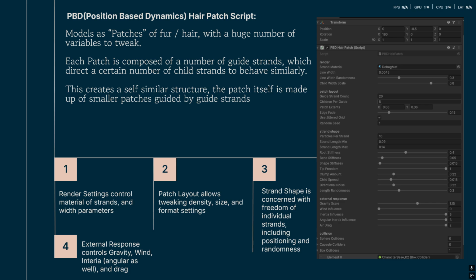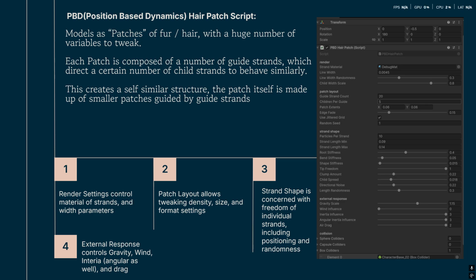So the render settings control the material of the strands and the width parameters, what color they are, what they look like. The patch layout allows tweaking different things like the density of everything, the size, format settings, the total extension of the patch, how big it is. If you need to tessellate a larger area, instead of using multiple patches, you just want to use one, you could just increase how far the patch extends.